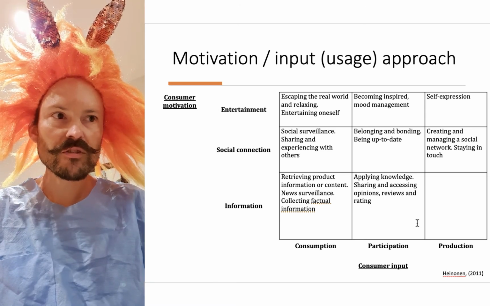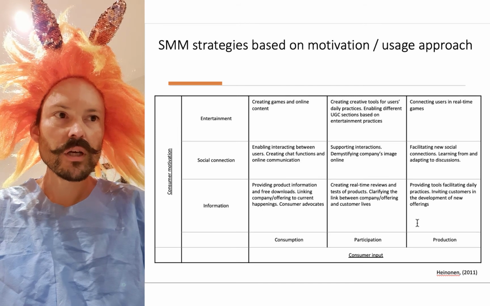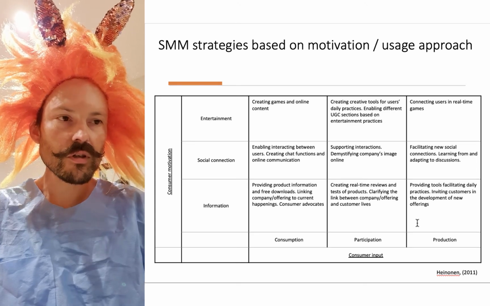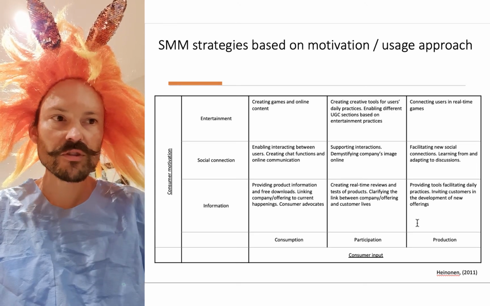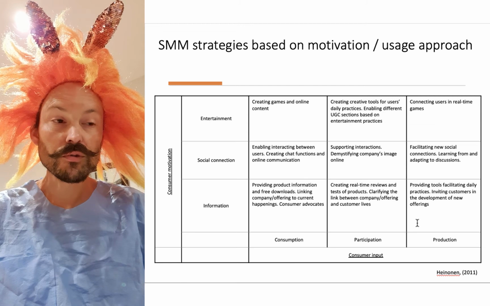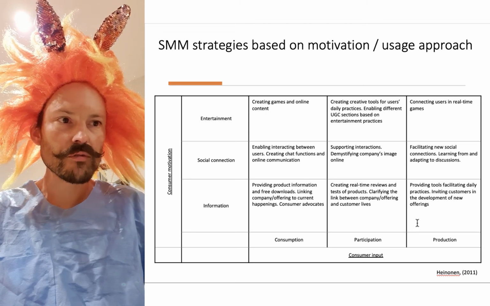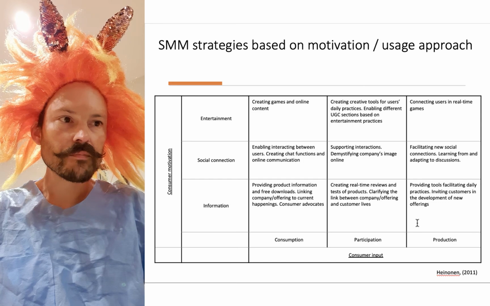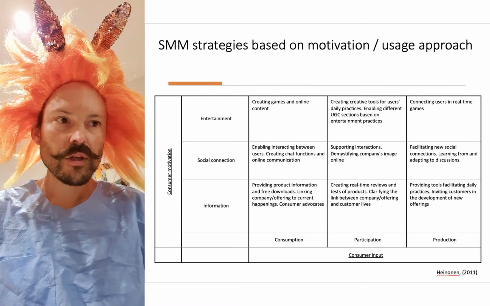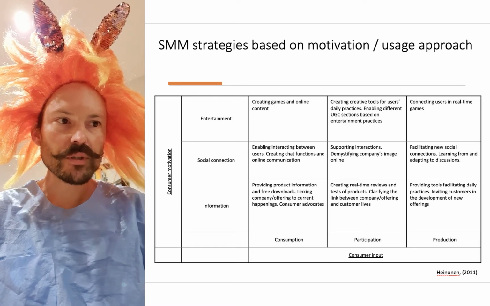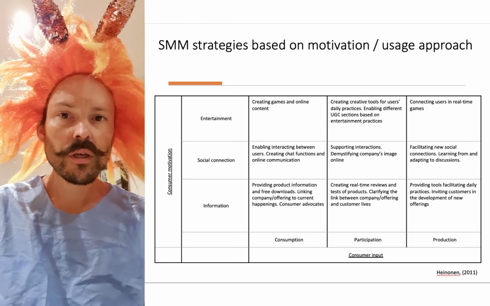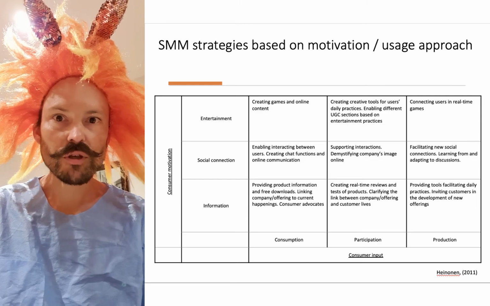And from this, Heinonen then drew up social media marketing strategies based on motivations and usage approaches. So then arguing that for consumers that merely want to consume content and are looking for information, providing that product information in free downloads, for example, and linking company offerings to current happenings, things that are currently happening, is then a good idea.